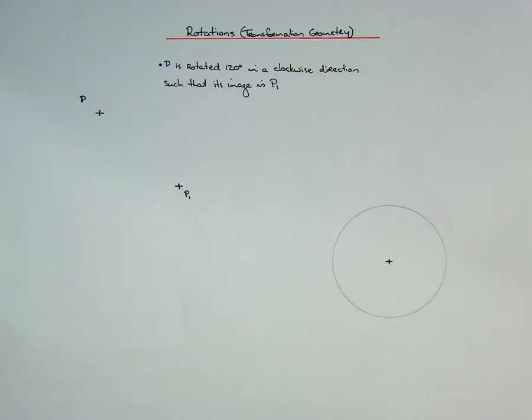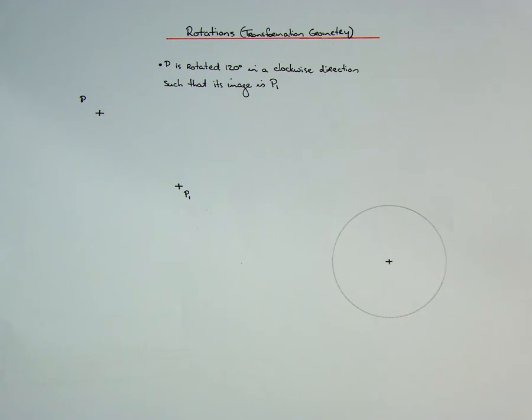So rotations, what are they? It's part of transformation geometry. As I said, it's generally the final part in the higher level question. Generally, the order it goes in is translation, axial symmetry, central symmetry, and then your rotation.